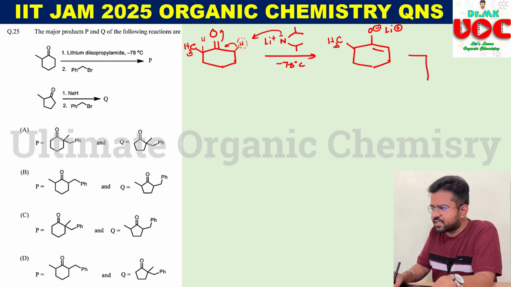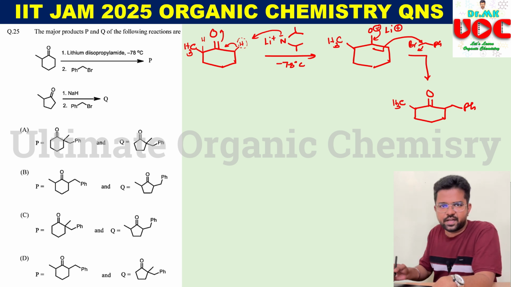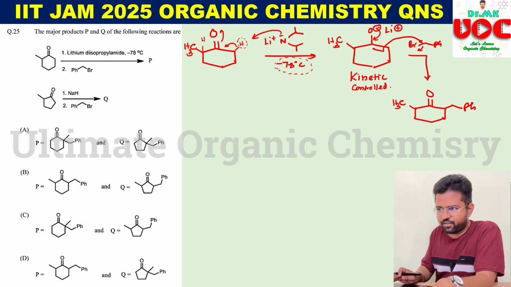And when this species reacts with benzyl bromide, there is an alkylation at the less hindered position. There can be another explanation also. Since the reaction is taking place at minus 78 degrees Celsius, a kinetically controlled enolate will be formed. That is, the less hindered enolate will be formed.